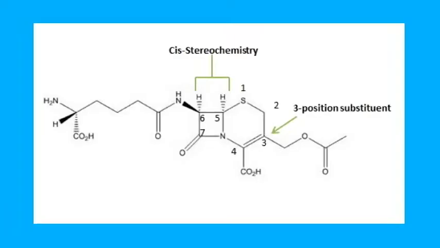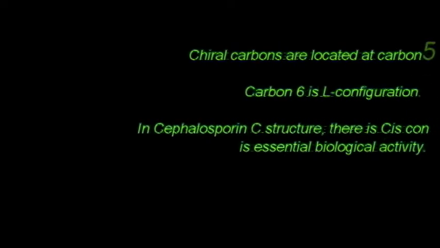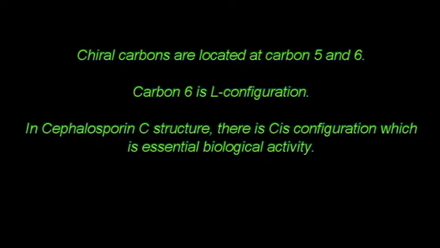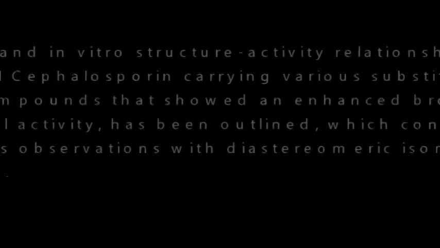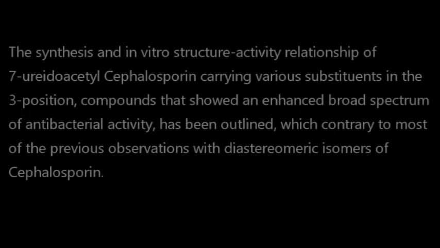Now we will talk about cephalosporin C stereochemistry. From the structure of cephalosporin C, we can see that there are two chiral carbons which are located at carbon 5 and carbon 6. Carbon 6 is in an L configuration. L side chain isomers are more potent antibiotics and more active inhibitors of certain beta-lactamase producing gram-negative bacteria compared to the D side chain isomers. The L side chain isomer is more active than the D side in both in vitro and in vivo.